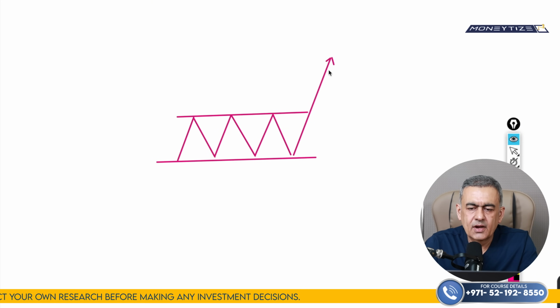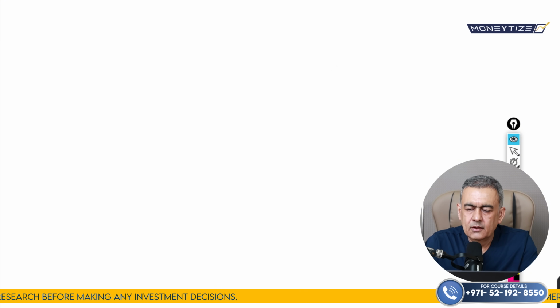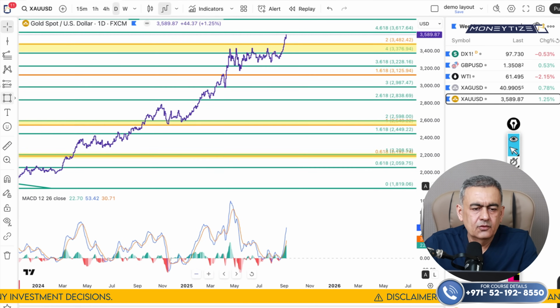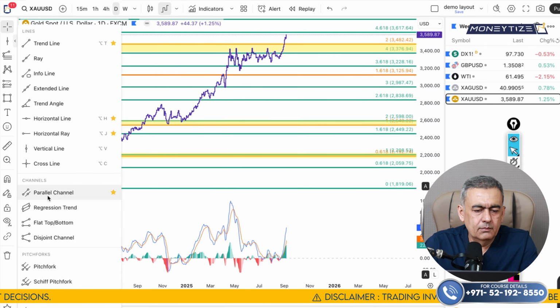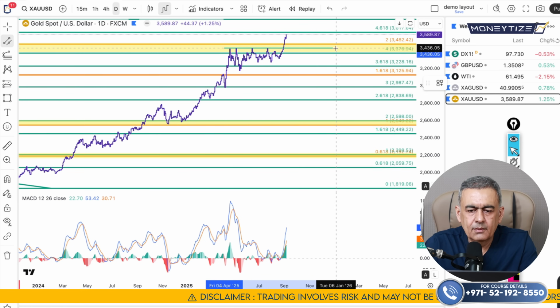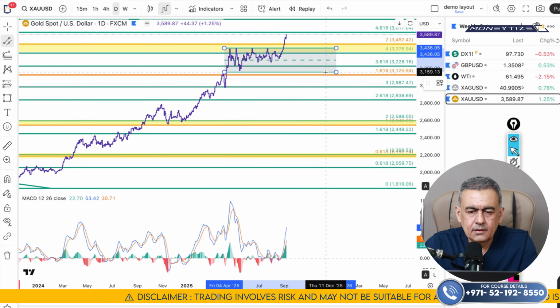Now how to assess how far this move would be? There is a method of applying parallel channels here. So I'll move to the parallel channel tool. I'll connect with the highest point. So this is applied, and here we go.